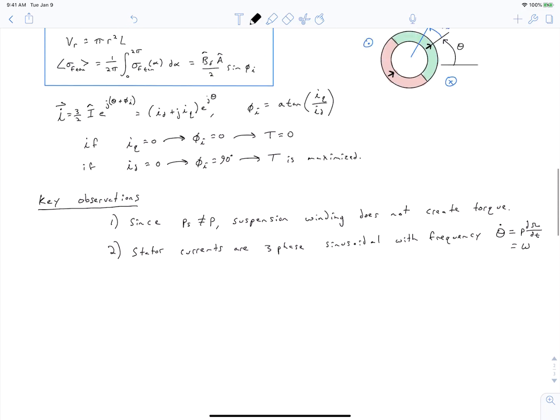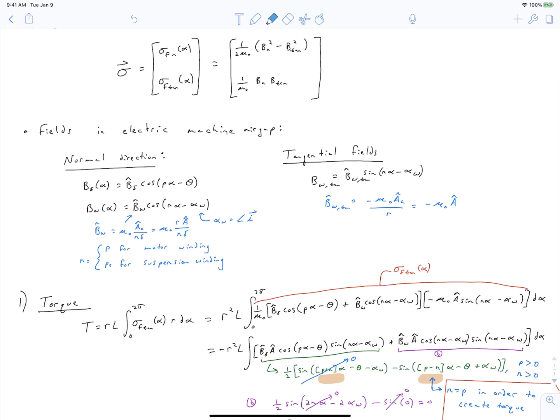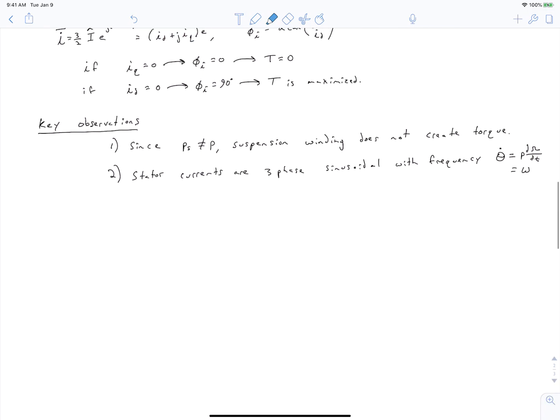So we followed a pretty specific path here. We went back to our Maxwell stress tensor, and we looked at the tangential component because that produces torque, and we plugged in our fields, and then we integrated that over the rotor's surface in order to find torque. And from there on out, we related this back to our current space vector that establishes our electric loading to make observations about the different current components in that space vector. We will now do the same thing, but for suspension forces.